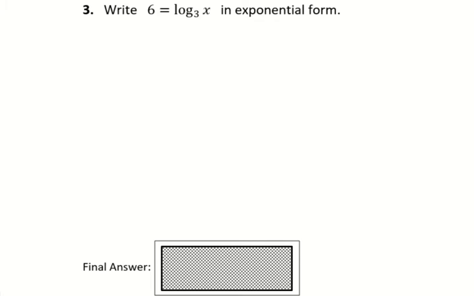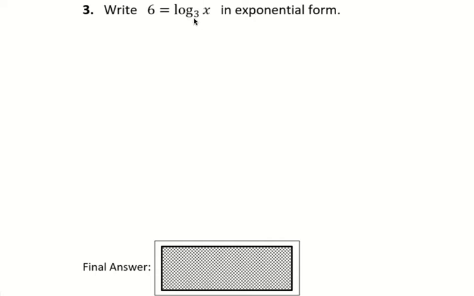All right, now these are getting probably a little simpler and more one-dimensional, like just one step kind of stuff. So we're going to go a lot quicker. So here we go. Number 3 wants you to change something that's in log form to exponential form. And so here's how we do that. Just a quick little review.